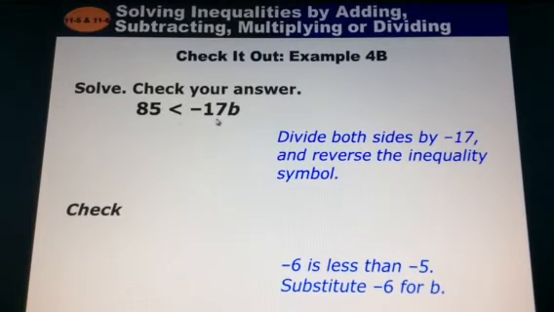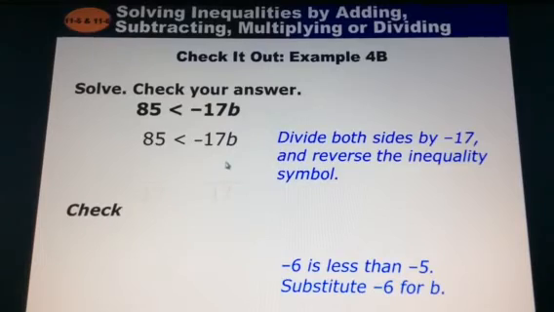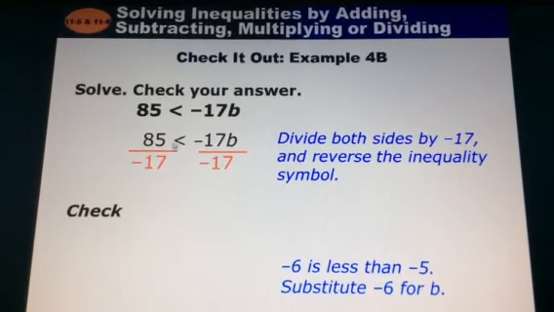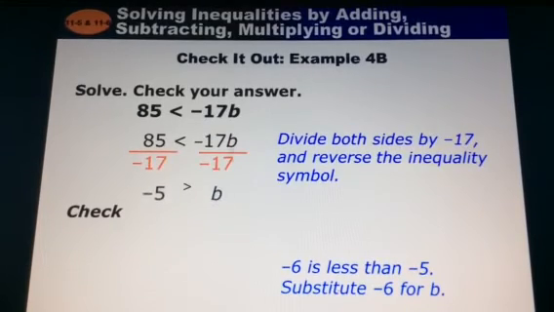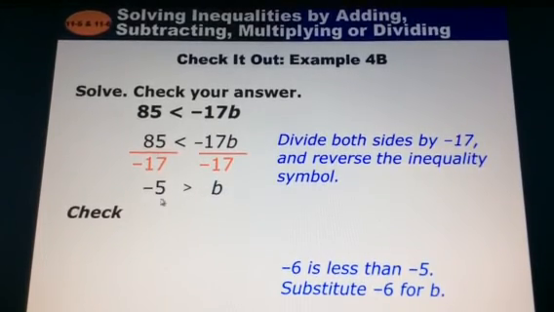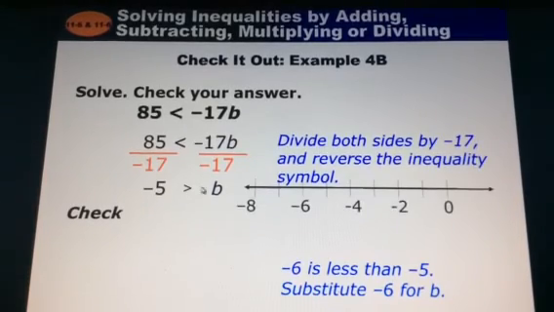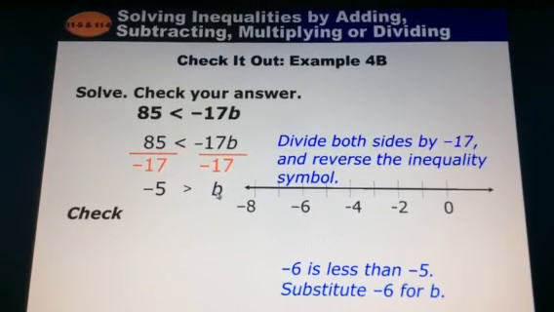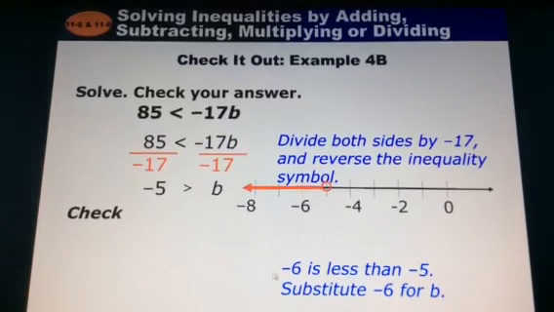All right, so then if we divide both sides here by negative 17, because I want to get b alone. Now when I divide, I have to flip this symbol, because I'm dividing by a negative. So that gives me 1b, and then 85 divided by negative 17 is negative 5. So I got to read it backwards. B is less than negative 5. That means here's negative 5, and I got to go to the left.